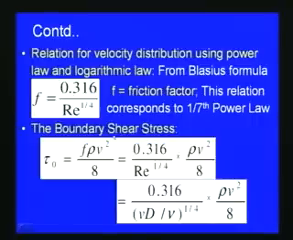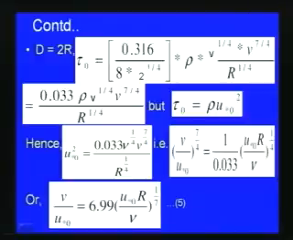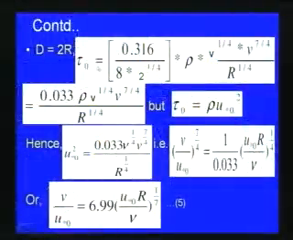Now if you substitute for f here, it is equal to 0.316 divided by Re to the power 1 by 4, into rho v square by 8. This Reynolds number we can express as V d by nu, so that is 0.316 divided by (V d by nu) to the power 1 by 4, into rho v square by 8. Now if you substitute for diameter d equal to 2r, we will simplify the equation. So tau 0 is equal to 0.316 divided by 8 into 2 to the power 1 by 4, into rho into nu to the power 1 by 4 into v to the power 7 by 4 divided by r to the power 1 by 4, as shown in this slide.